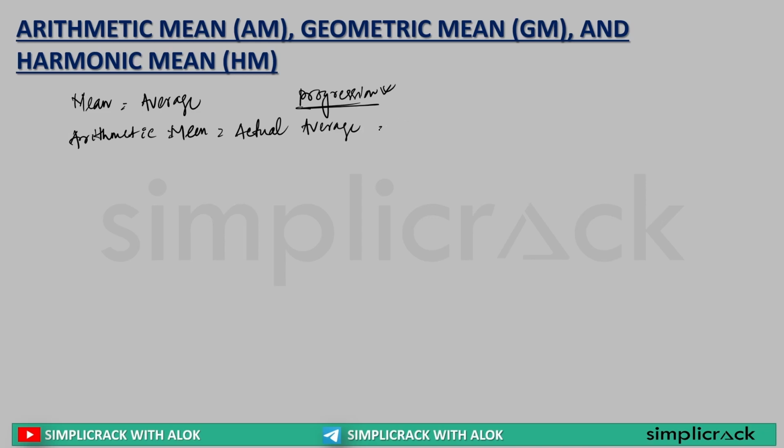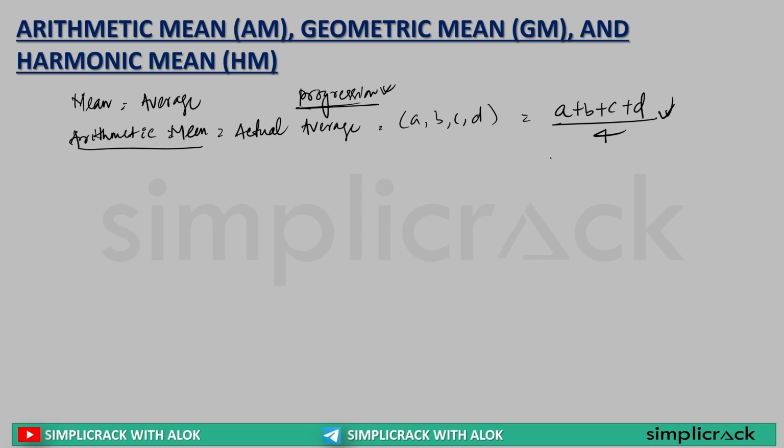That means if the numbers are A, B, C, D, and we have to find the arithmetic mean of these numbers, we will write A plus B plus C plus D divided by how many numbers there are. A, B, C, D, that is 4. So this is the arithmetic mean. If it has 10 numbers, we'll add all those 10 numbers and divide by 10. If it is 100 numbers, we'll add those 100 numbers and divide by 100. Clear?